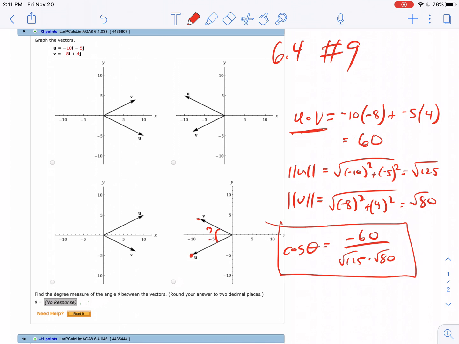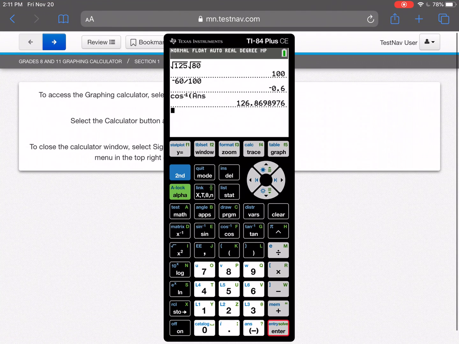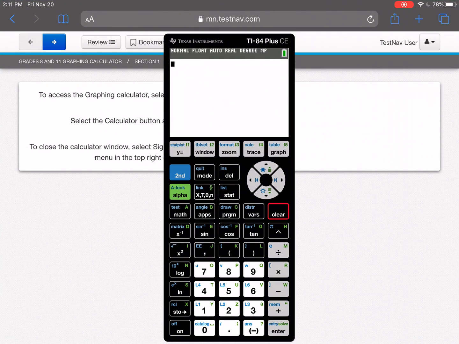And so if I go to my calculator and I clear that out, you can type it in all at once, but I kind of like to do the square root of the 125, get out of there, and I do the square root of 80 next to it. So I get 100 on the bottom. And then on top, I had 60 divided by 100. And then if I hit second cosine of my answer, I'm getting about 53 degrees, so 53.13 degrees.